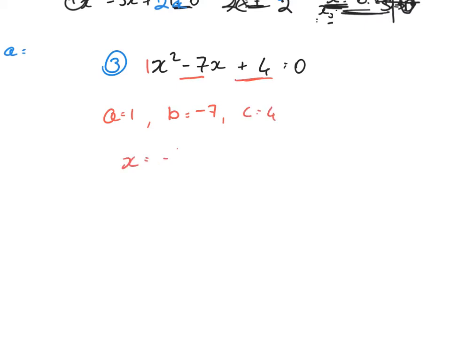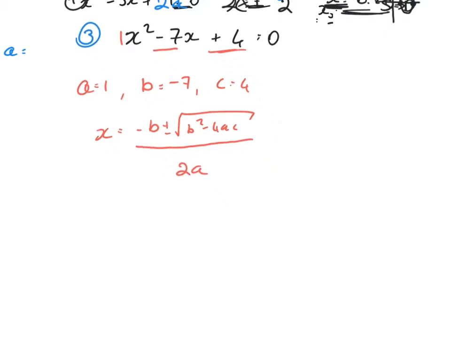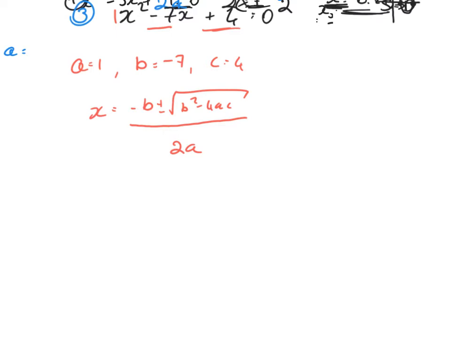Let's write down the quadratic formula: minus b plus or minus the square root of b squared minus 4ac, all over 2a. Remember, this formula is given to you in your formula sheet in the examination. Where I see a, I'll replace it with 1, where I see b, I'll replace it with minus 7, and where I see c, I'll replace it with 4, so it's just straight substitution.